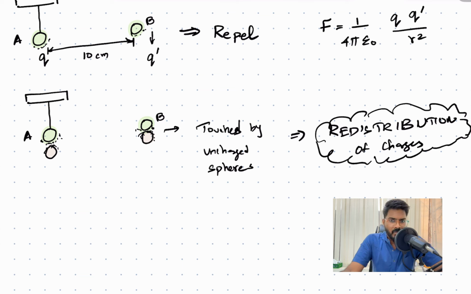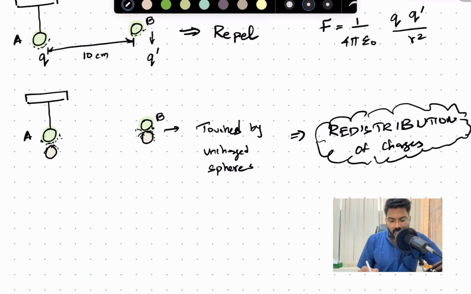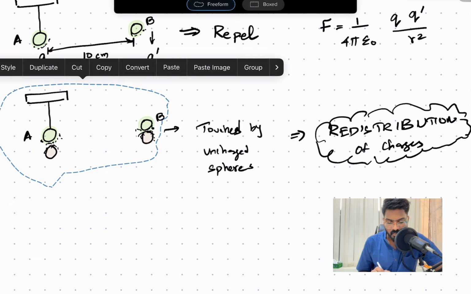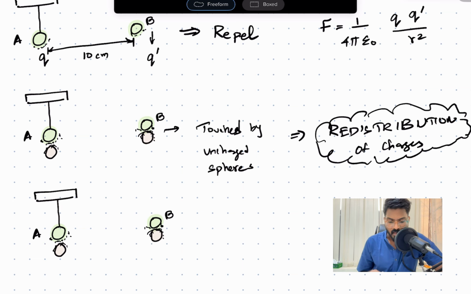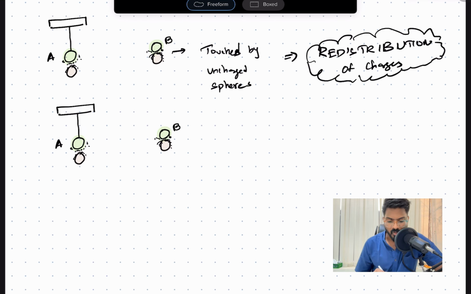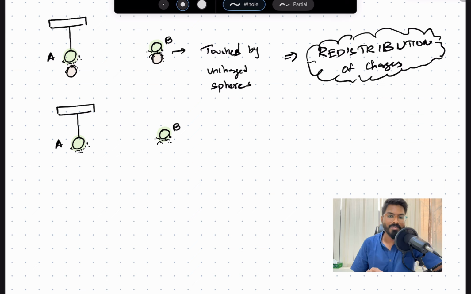This is the second step in our experiment. Now I am taking another step in the same experiment. After they are touched, I'm removing them. I'm removing these brown spheres. So when they are gone, they take away some charge with them. What is left would be some charge which is lesser than what previously existed.